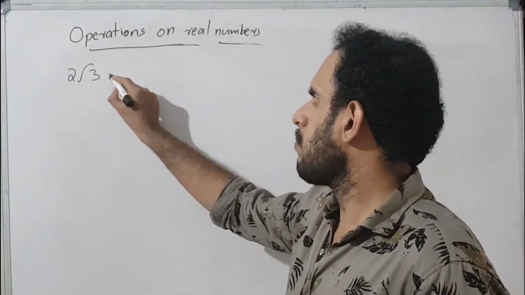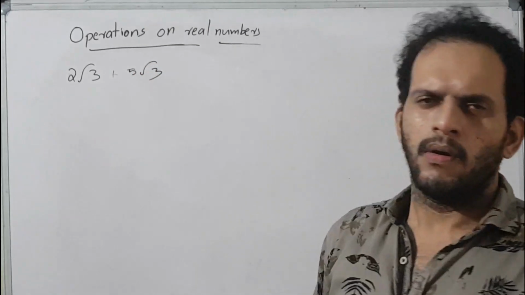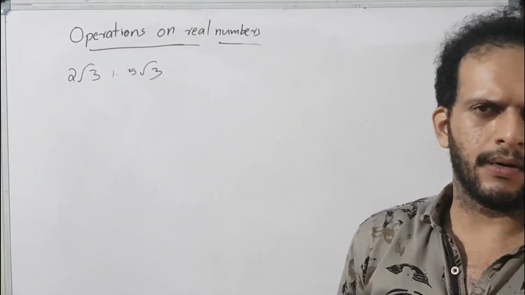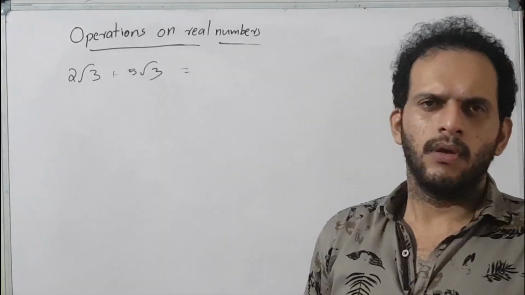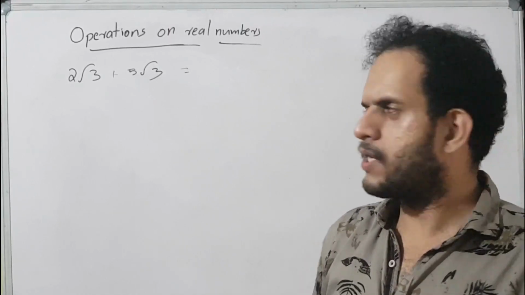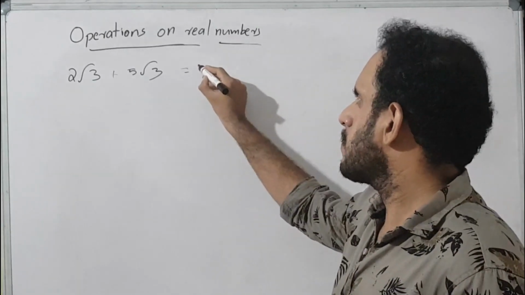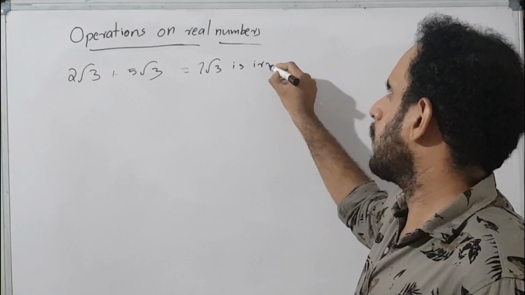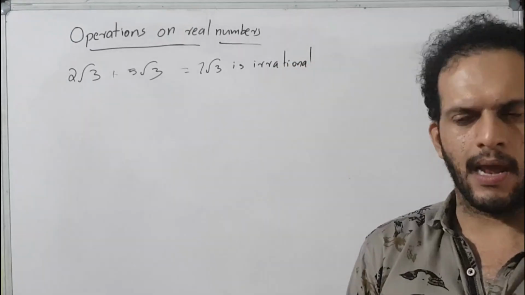Plus 5 root 3. 5 root 3 is also an irrational number, the product of rational and irrational. So how do we add? They have the same irrational, root 3. So it's possible to add 2 root 3 and 5 root 3. The result is 7 root 3, which we consider as irrational.